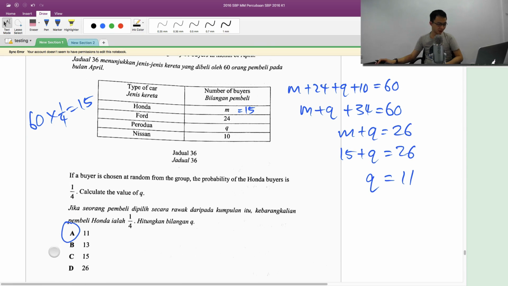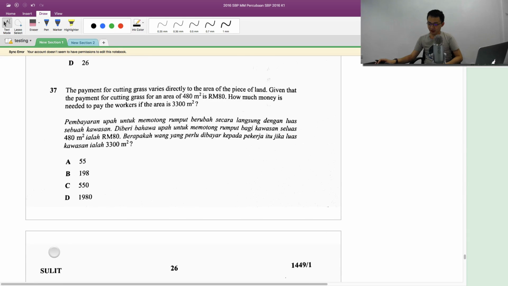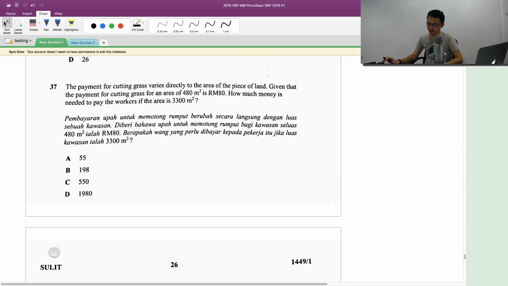Okay, so let's move on to 37. The payment for cutting glass varies directly as the area of the piece of land. So I write it with an equal sign and add a constant k. This is the variation topic.